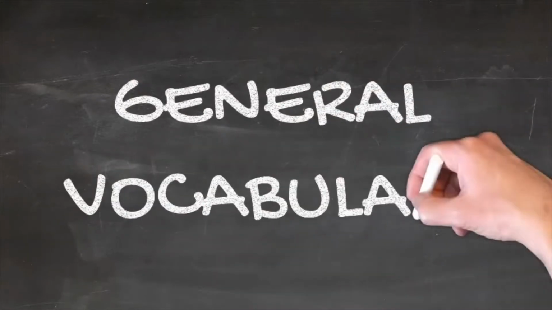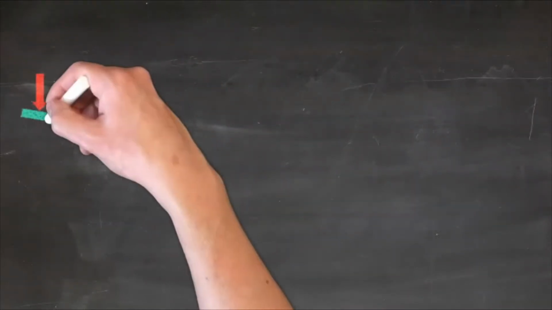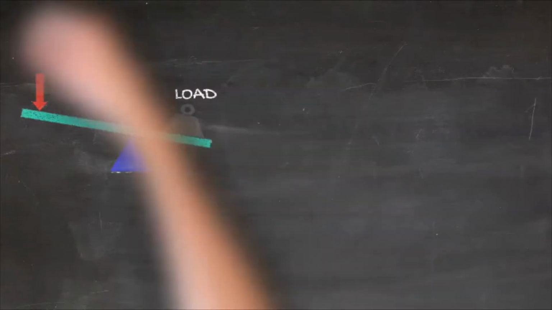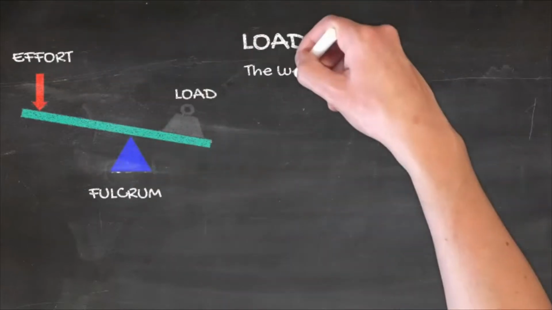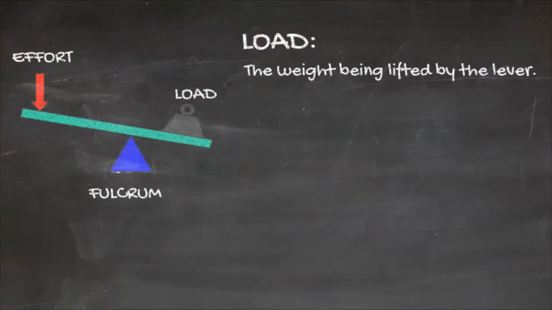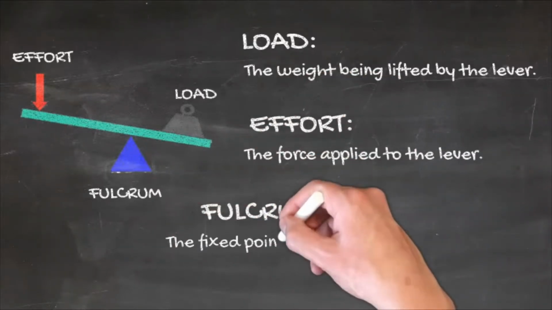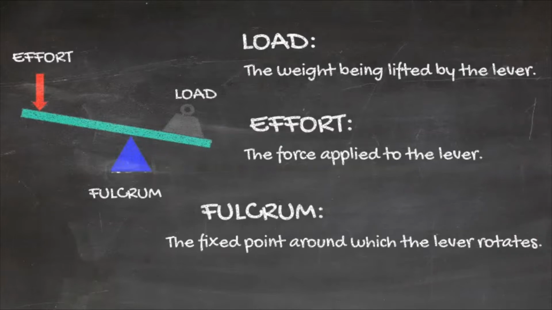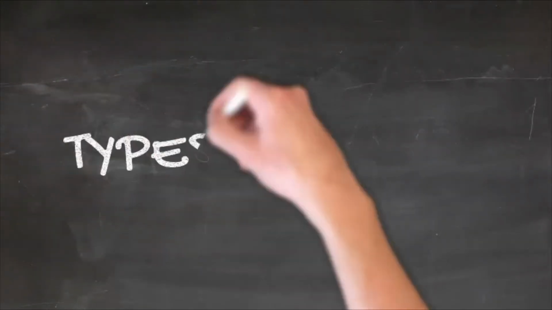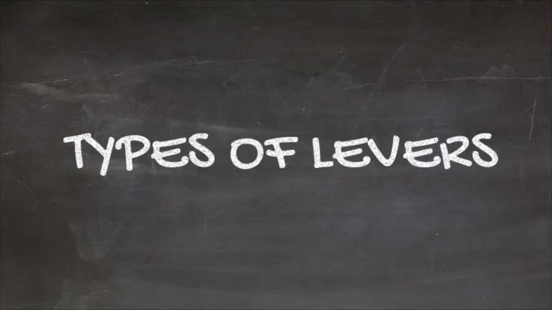Some general vocabulary for us to understand as we move forward just about levers. A lever is simply a bar that rotates around a fixed point, with a load being the weight being lifted by the lever, the effort is the force applied to the lever, and the fulcrum is the fixed point about which the lever rotates. Now there are three main types of levers.